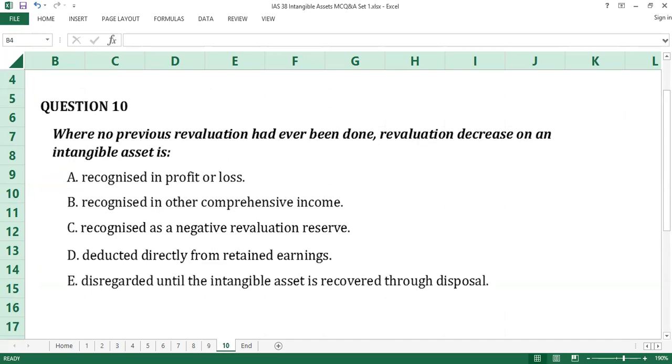Question number 10. The answer to question number 10 is A, recognized in profit or loss. IAS 38 provides that if an intangible assets carrying amount is decreased as a result of revaluation, the decrease is recognized in profit or loss. The decrease is recognized, however, in other comprehensive income only to the extent of any credit balance in the revaluation surplus in respect of that asset. A is the answer to question number 10.